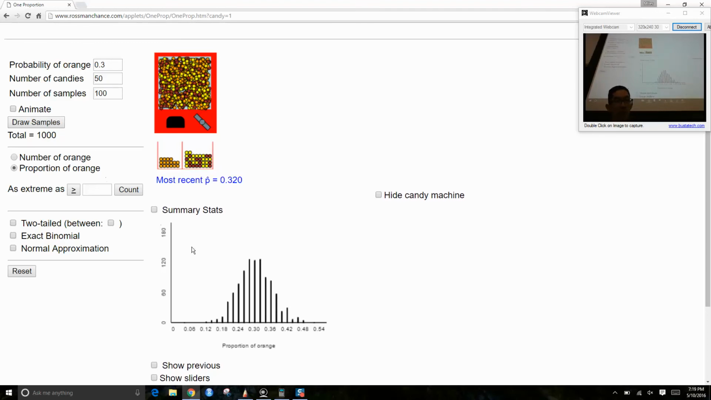After 1,000, it becomes clear that values close to 30%, like 28%, 30, 32%, are the most common values, which makes sense because the proportion in the actual machine is exactly 30%. But when you draw a random sample, it's possible to get a few more or a few less in there.